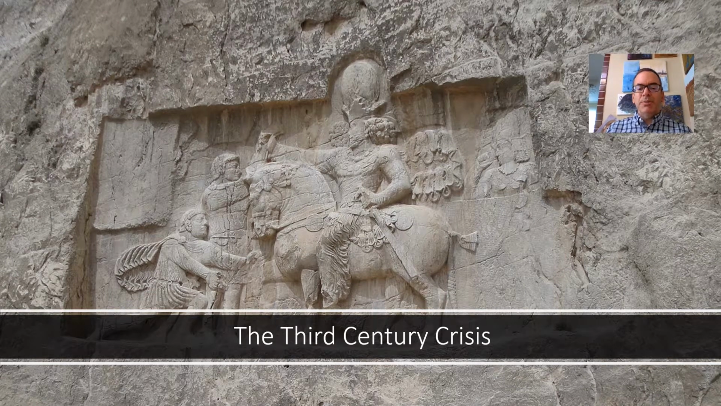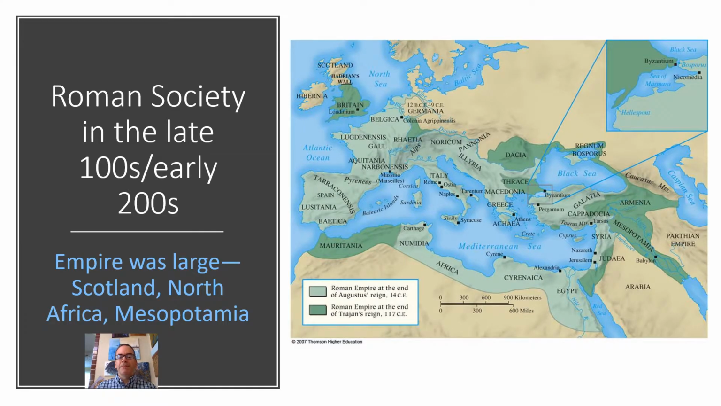All right, so this week we're going to look at something called the Third Century Crisis, or the crisis that happened in the 200s AD. What I'll do first is talk a little bit about what's going on in the first and second centuries, and then lead that up into the third century.